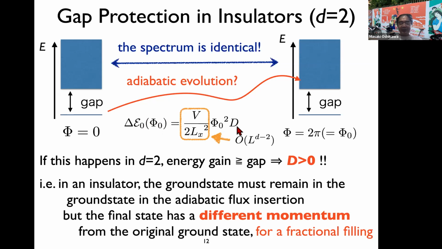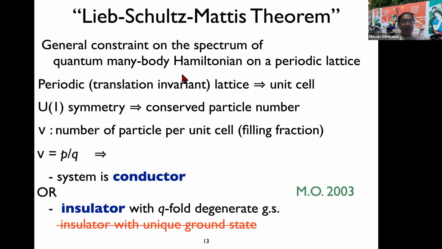So in 2 dimensions, at least, the finite energy increase by going from the ground state to some excited state above the gap means that the Drude weight must be non-zero. So the system must be a conductor, at least in the standard definition. So this is a kind of variation of the very well-known Lieb-Schultz-Mattis theorem, but a variation which relates the filling or particle density of the system to the conduction property, the Drude weight of the system.